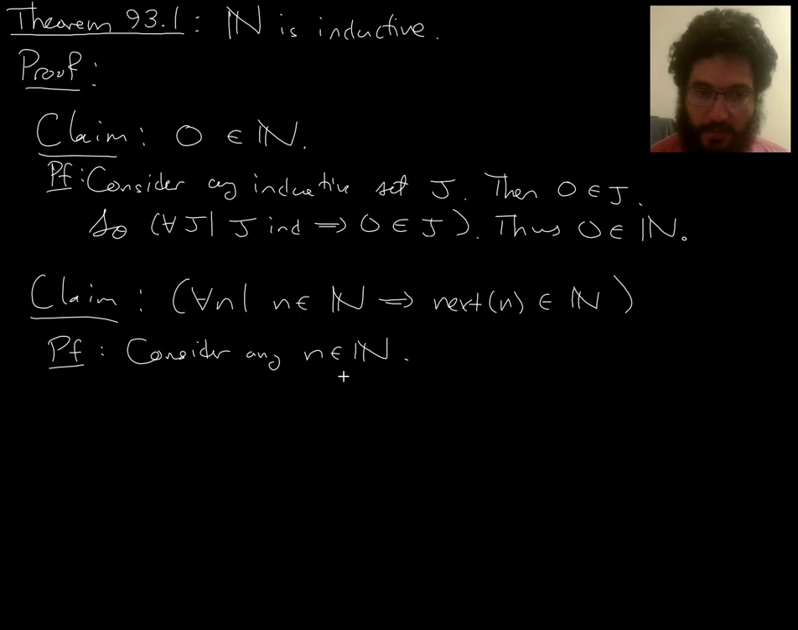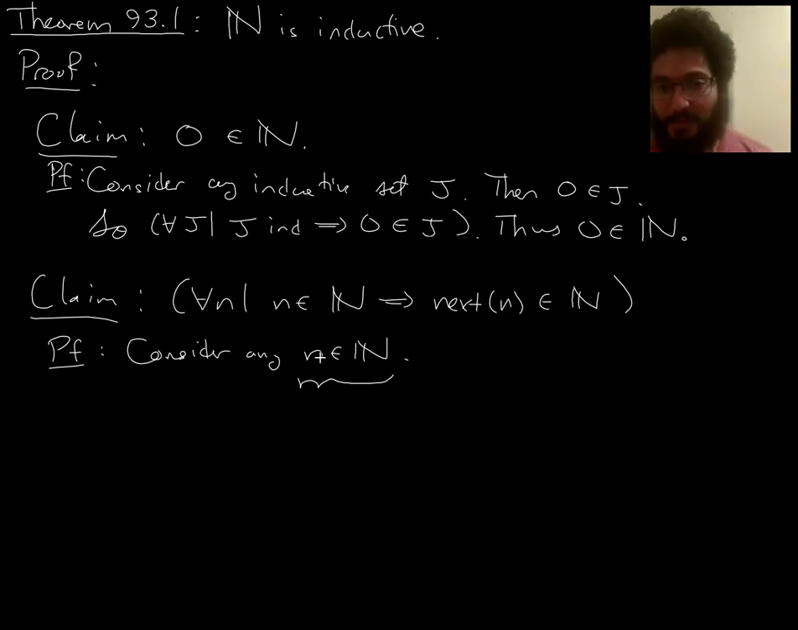Oh, by the way, did you notice how I read this statement in English? Instead of reading it as n in N, or little n in big N, I read it as natural number n. That's how we refer to elements of this set. Elements of the set are called natural numbers. When I say consider any natural number little n, that's just a way of saying this, basically.